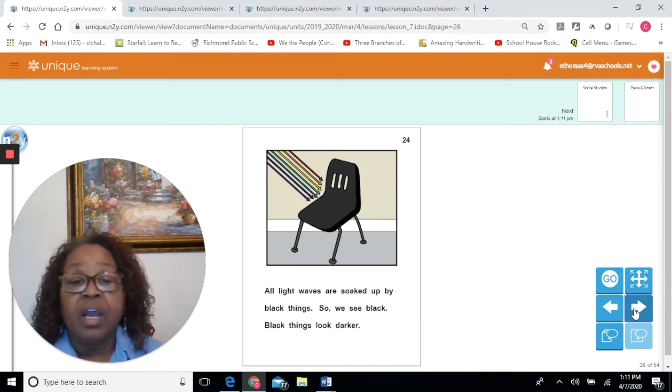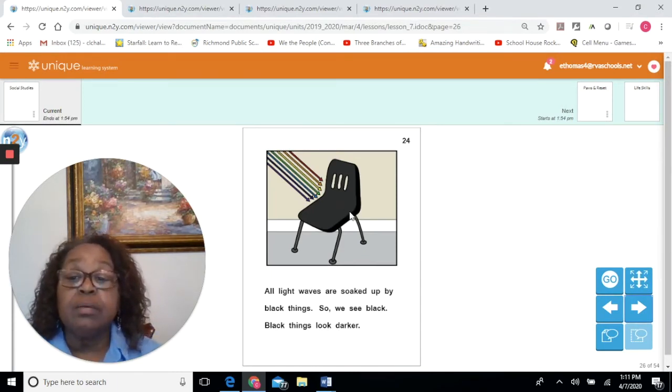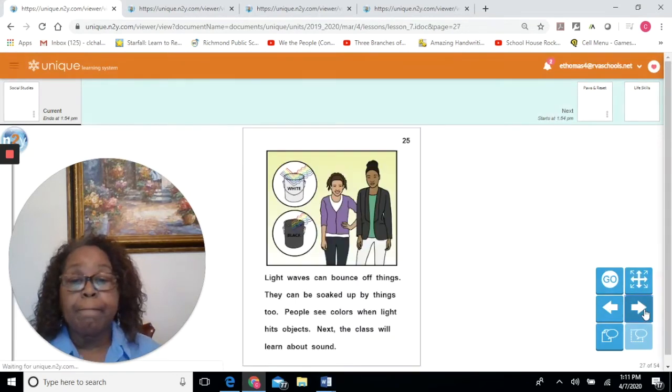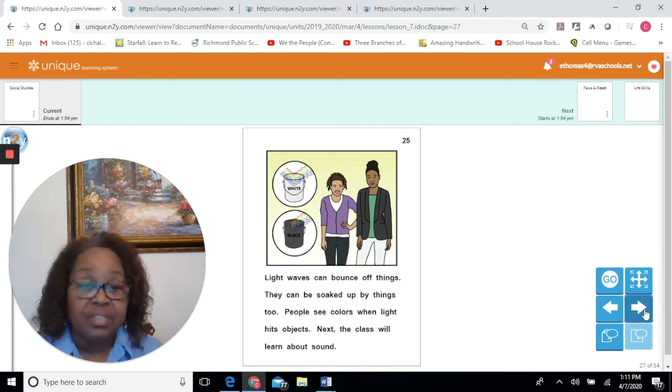All light waves are soaked up by black things. So we see black. Black things look darker. The chair is black. The waves hit it and it is absorbed. There's no light being reflected. Light waves can bounce off things. They can be soaked up by things too. People see colors when light hits objects. Next, the class will learn about sound.